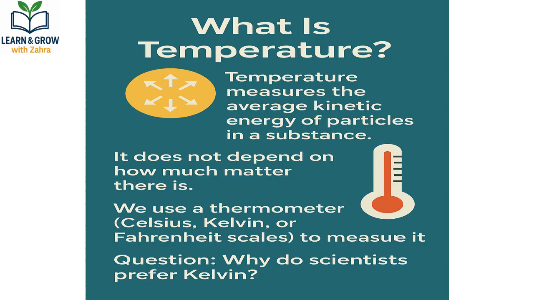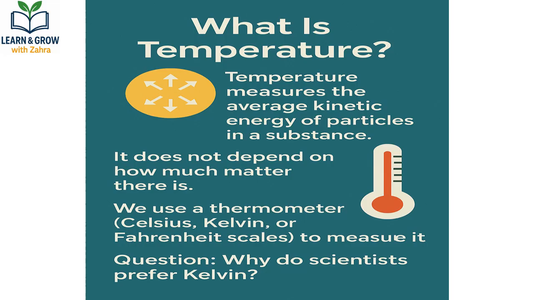Slower wiggles, lower temperature. And, okay, this is interesting. You're saying temperature doesn't depend on how much stuff there is. Not at all. That's the crucial part. You could have one tiny water droplet or an entire ocean. The temperature reading just reports that average particle motion within it. Size doesn't matter for the temperature reading itself. We usually see that average motion measured in Celsius or Fahrenheit on our thermometers. Those are the common ones, yeah.